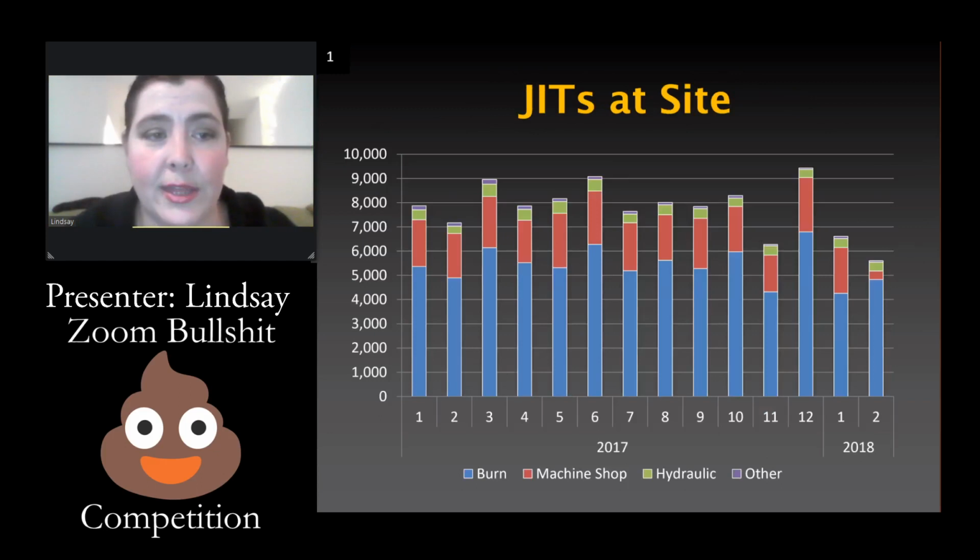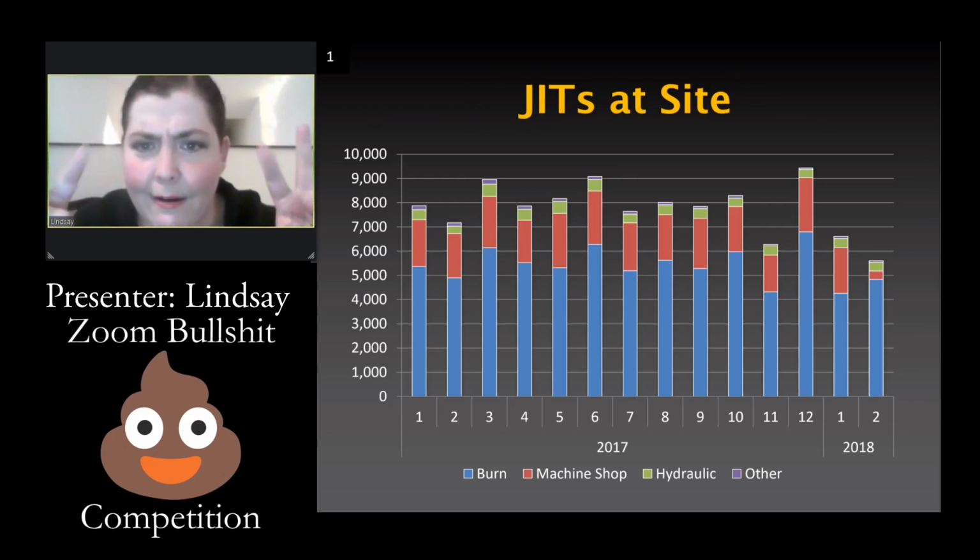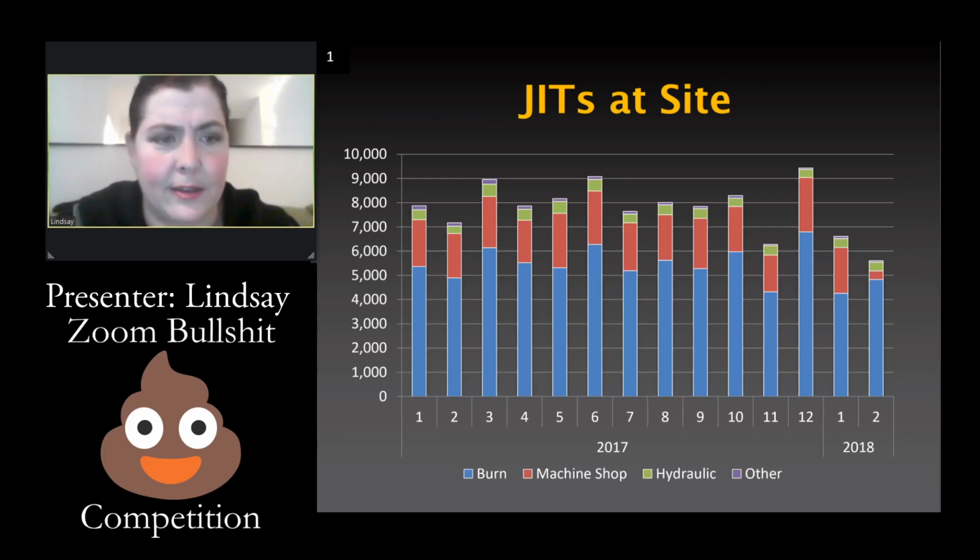Fuck that ratio. Look at these. Look at these bad boys. This is like a fucking thermal graph when you walk into a room you're not supposed to be in. That is the burn versus the machine shop versus the hydraulic versus other. There is nothing other than the burn, the machine shop, and the hydraulic, as far as I'm concerned, between 2016 and 2018. Don't tell me the machine shop should have been up there above the 5,000 range. It should have been below 10,000, but above 5,000. That's where it should have been. JITs at your site.